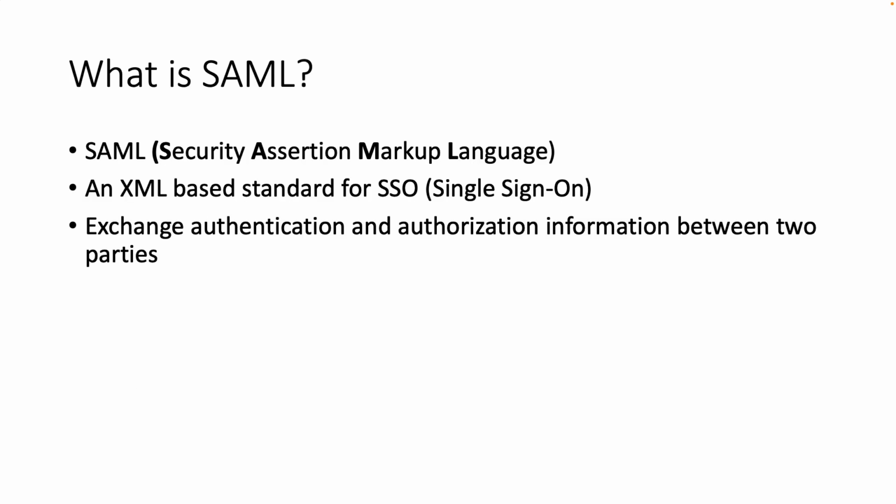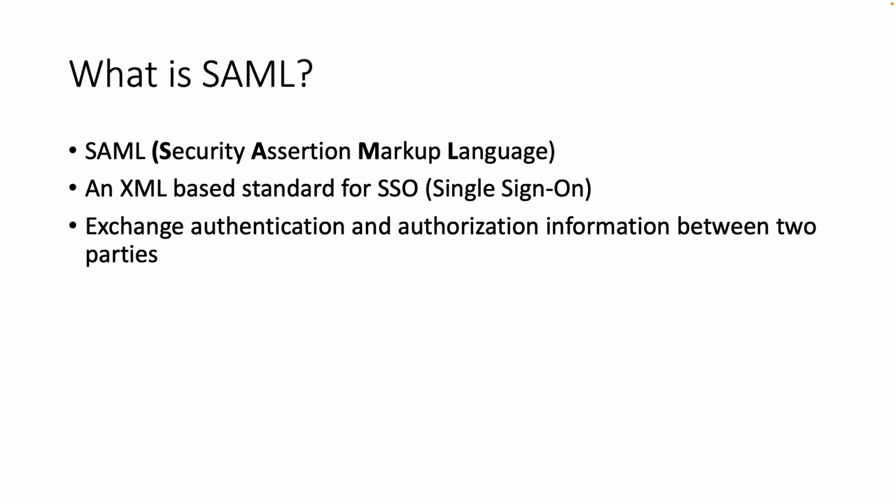So first, what is SAML? SAML is short for Security Assertion Markup Language. It's basically a protocol that's developed for SSO or single sign-on, and it's based on XML. Specifically, it's used to exchange authentication and authorization information between two parties. So we're talking about authentication and authorization. Authentication is always there, but the authorization information is optional. So sometimes it's included in the SAML statement, sometimes it's not.